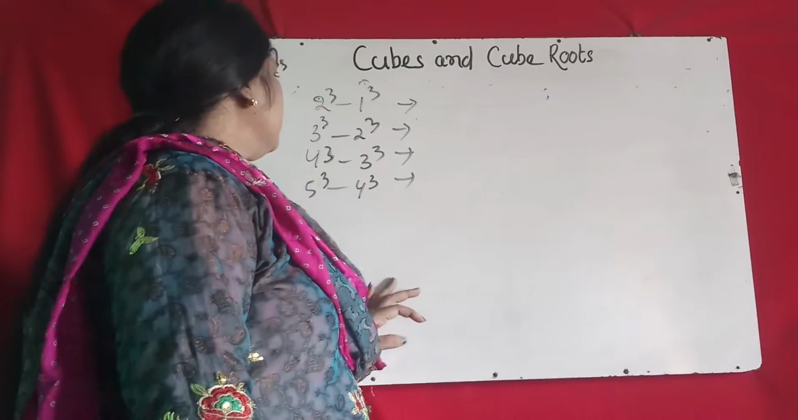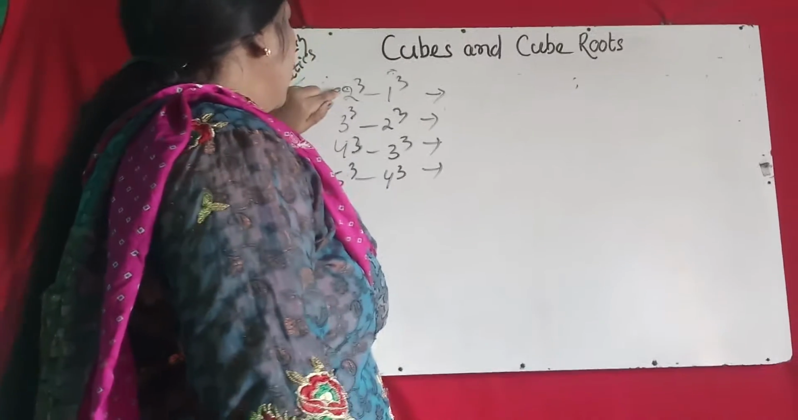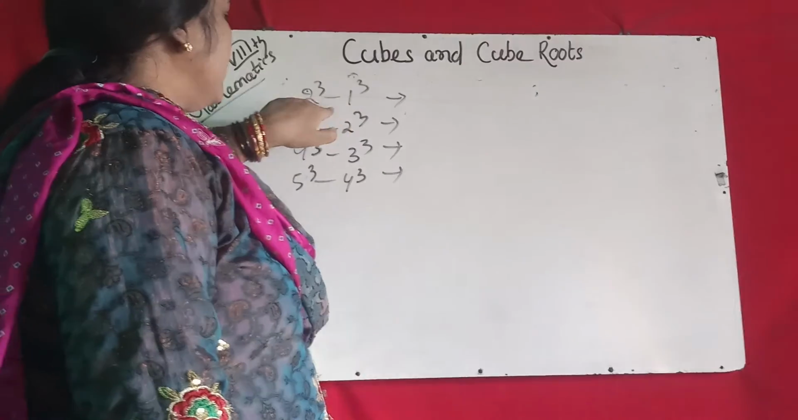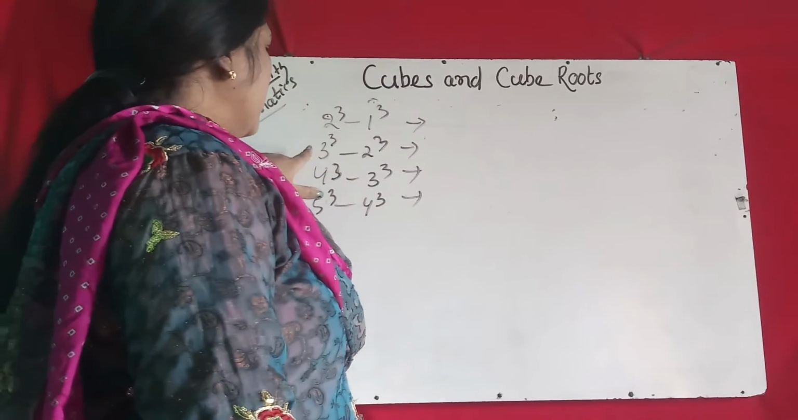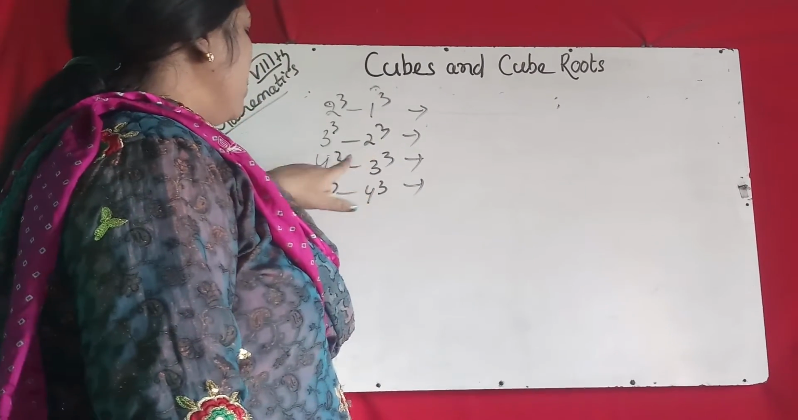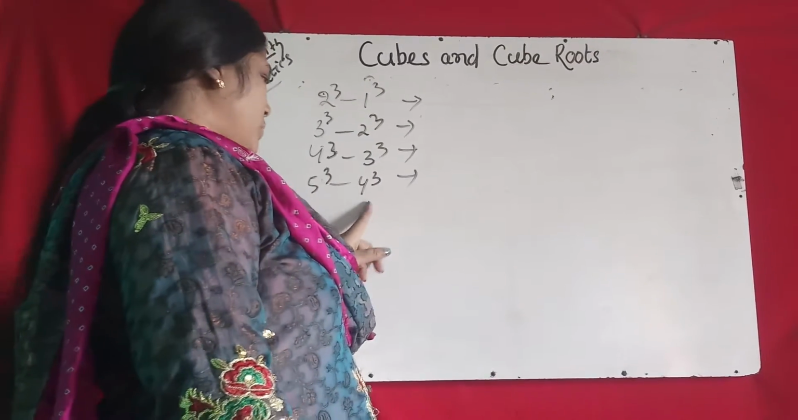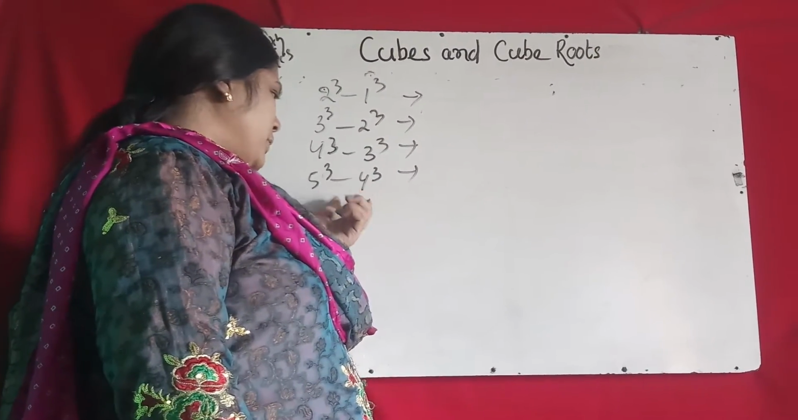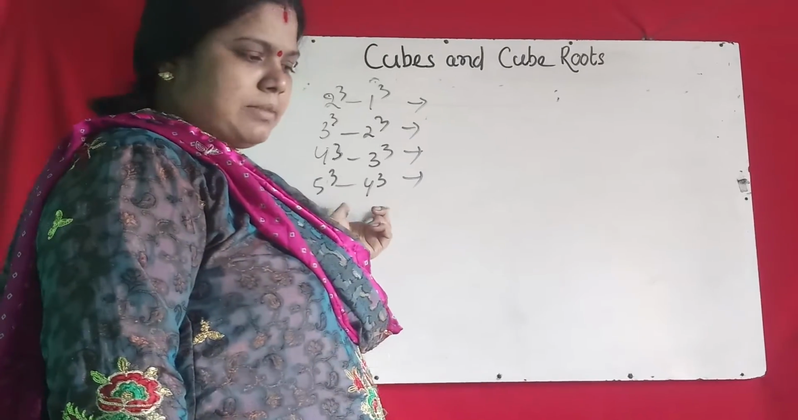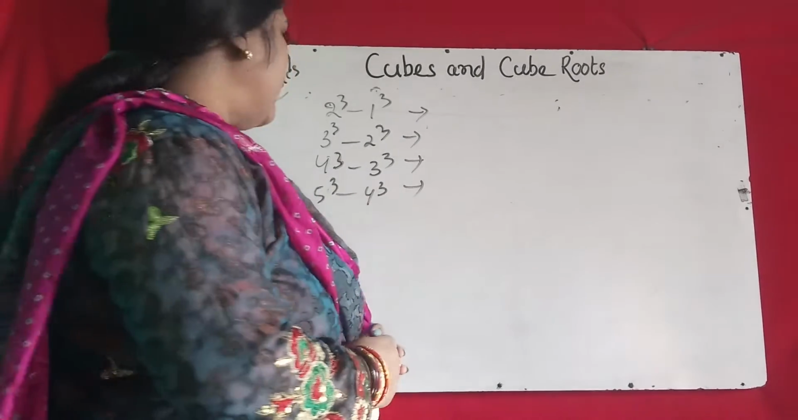So another pattern, look here: 2 cube minus 1 cube, consecutive 2 numbers. 3 cube minus 2 cube, 4 cube minus 3 cube, 5 cube minus 4 cube. By doing the proper cube and minus, you will get the answer. But how can you easily find it out?